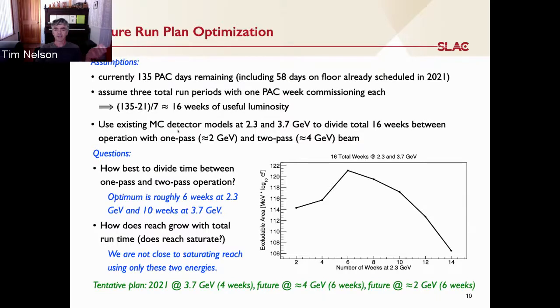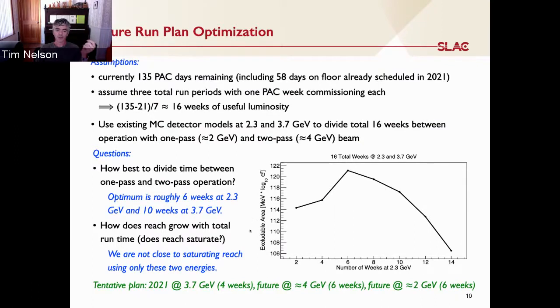That gives us 16 weeks of live useful luminosity. So then we want to use existing Monte Carlo detector models at 2.3 and 3.7 GeV to figure out how to best divide that total of 16 weeks between operation with one pass, roughly 2 GeV, and two pass, roughly 4 GeV beam. And then the questions are how best to divide the time between one pass and two pass operation. So you see here, if you take the 16 total weeks, if you run at 2.3 GeV between about 6 and 8 weeks and the rest of the time at 3.7, you maximize the sensitivity area, which we measure here by the excludable area.